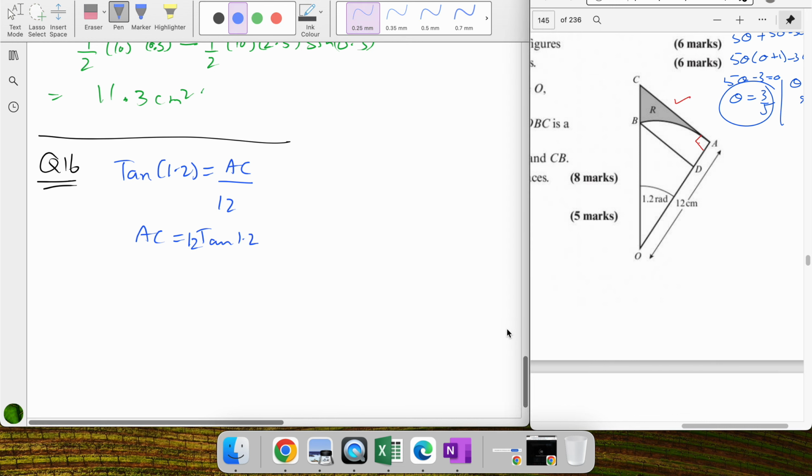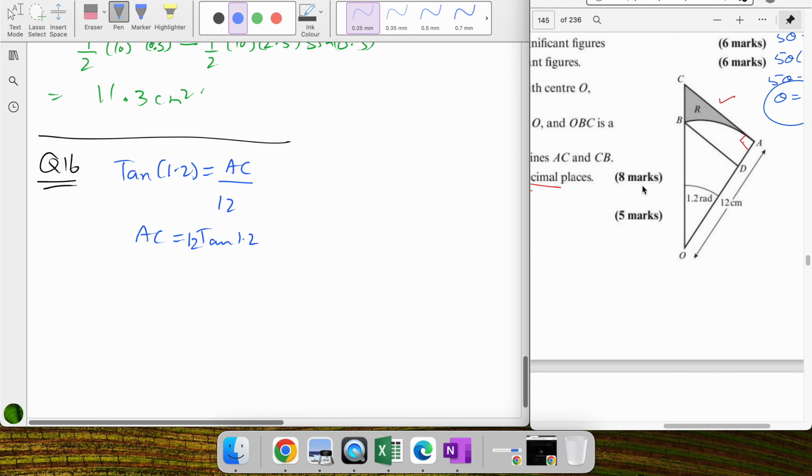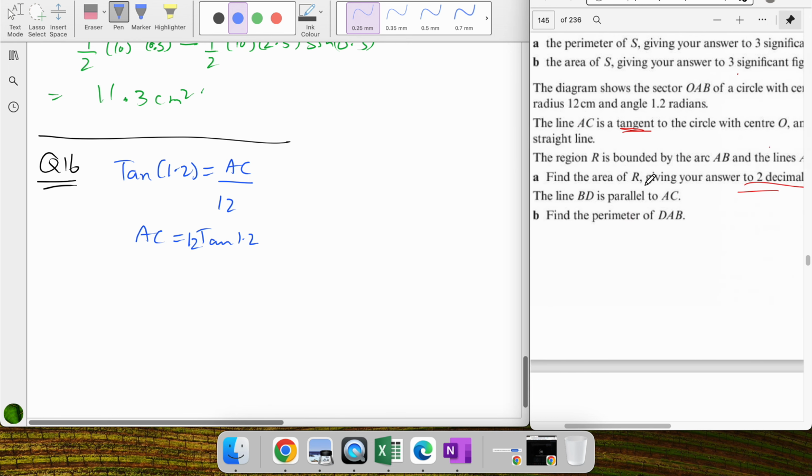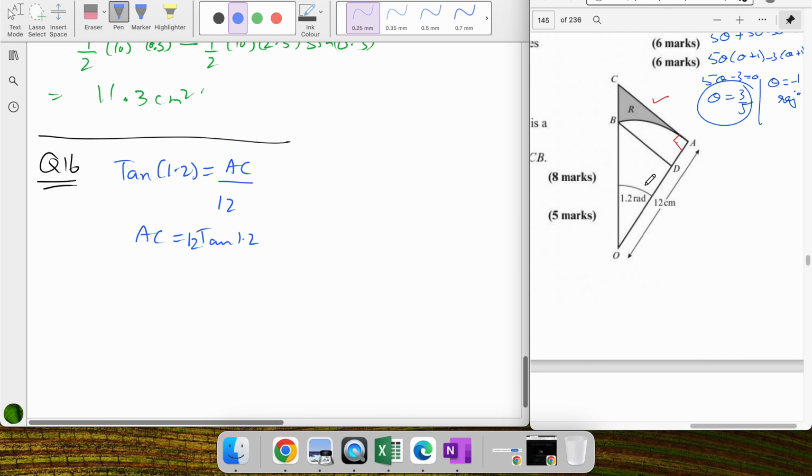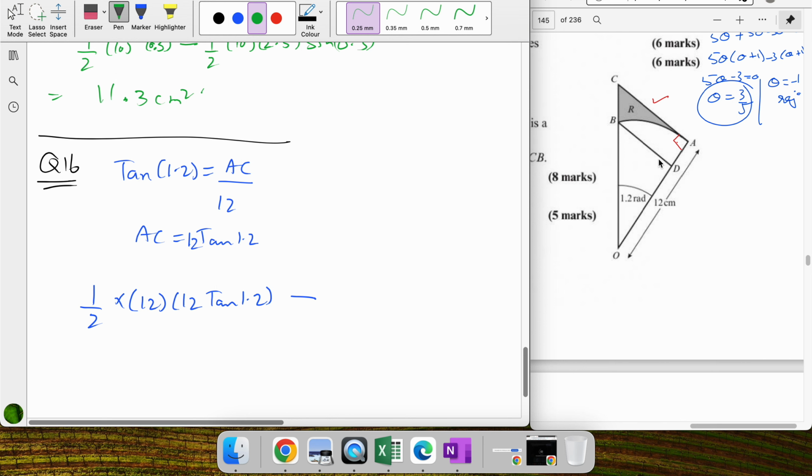So I'm considering I have this side. So for the area of R, this is now 1 by 2 into base length 12 into height, which is 12 tan of 1.2, the full triangle, minus this sector right here. So minus this sector is 1 by 2 r squared theta. What were these 8 marks for? That's done.